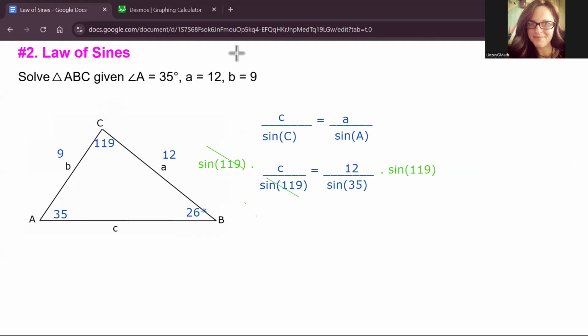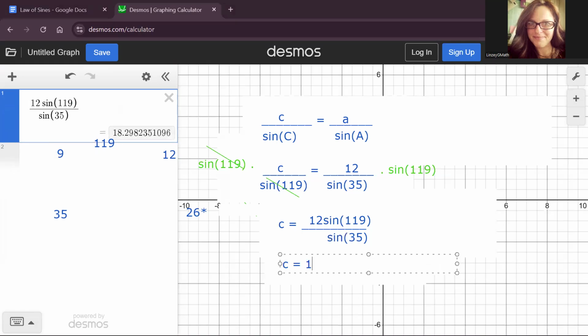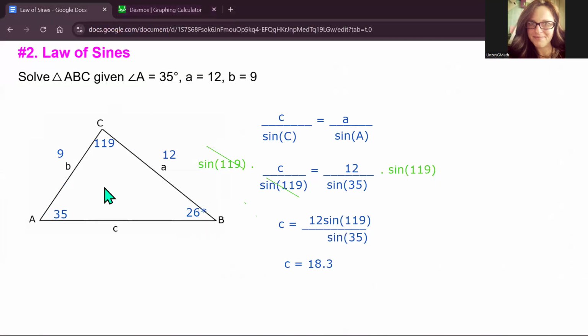And we're left with side C is equal to 12 times sine of 119 degrees divided by sine of 35 degrees. And we'll put that in our calculator. 12 sine of 119, all divided by sine of 35, and we get 18.3 for side C. And that finishes solving our triangle.